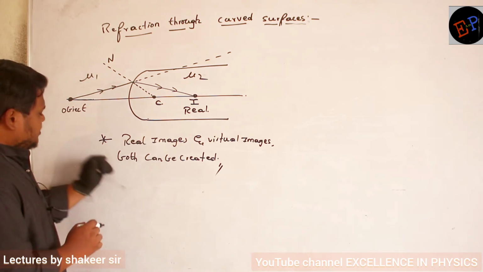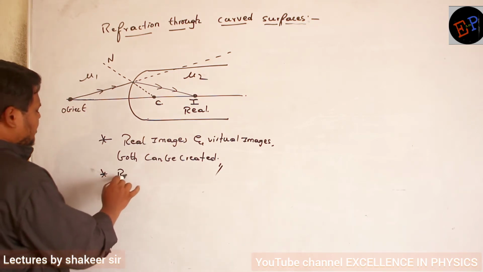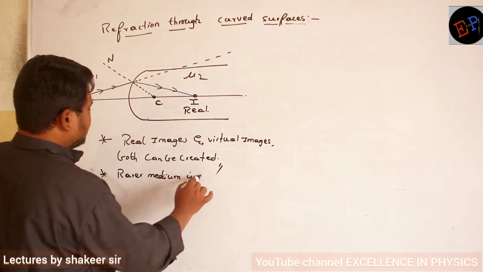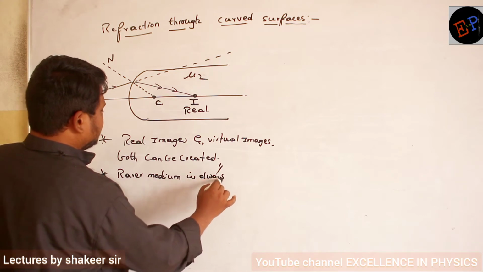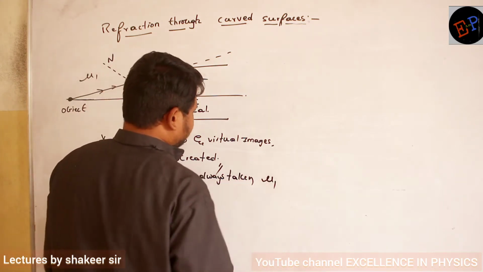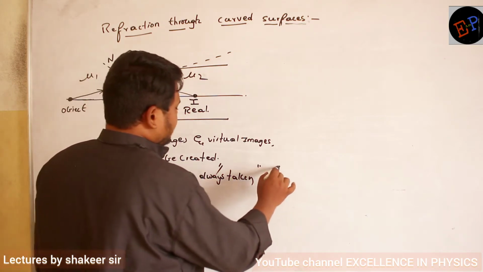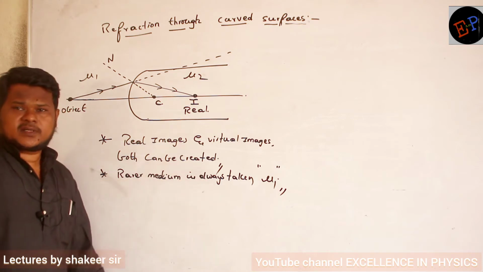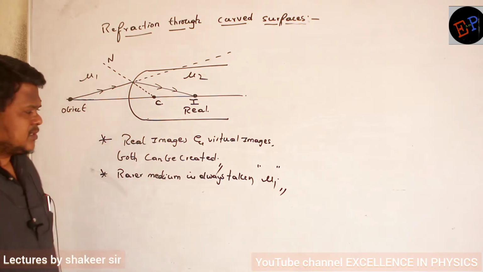And one more point is that the rarer medium is always taken as mu1. And the denser medium is always taken as mu2. That is understandable, no? And vice versa.